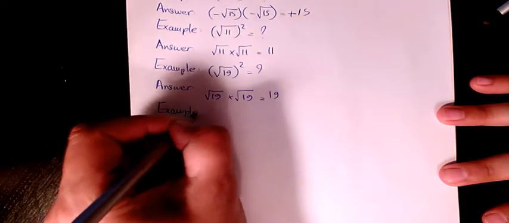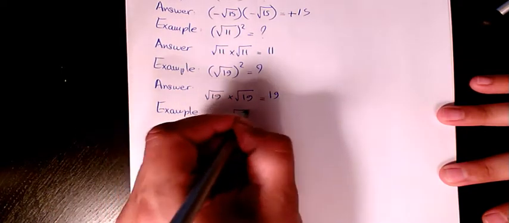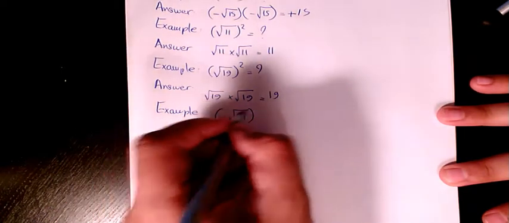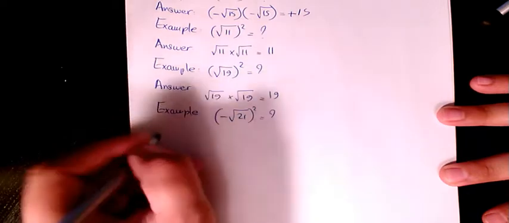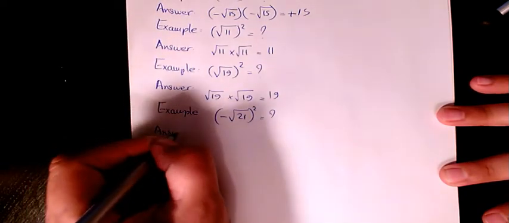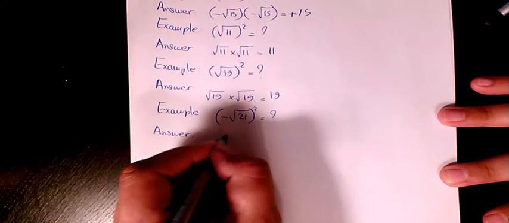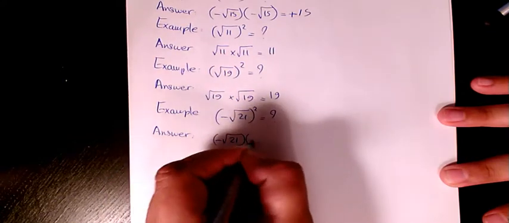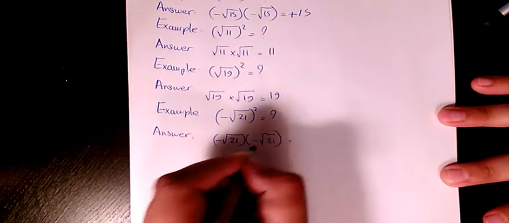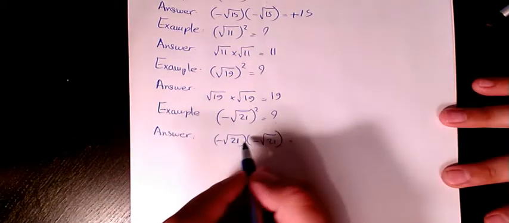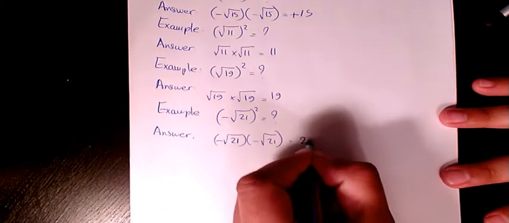Next example, negative root 21 squared. Answer is negative root 21 times negative root 21. Negative times negative is positive. Root 21 times root 21 is going to be just 21.